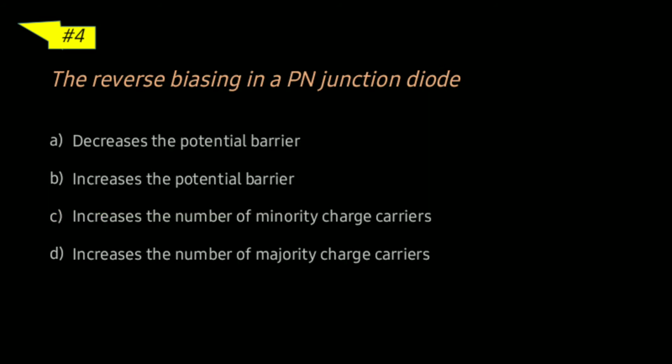Fourth question, the reverse biasing in a PN junction diode decreases the potential barrier, increases the potential barrier, increases the number of minority charge carriers, or increases the number of majority charge carriers. The answer for this is increases the potential barrier. That is, in the reverse biasing condition, the width of the depletion layer increases, so the potential barrier also increases.